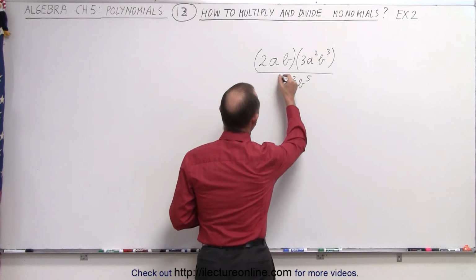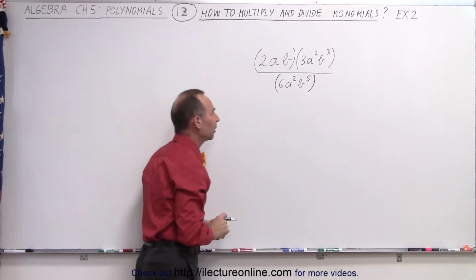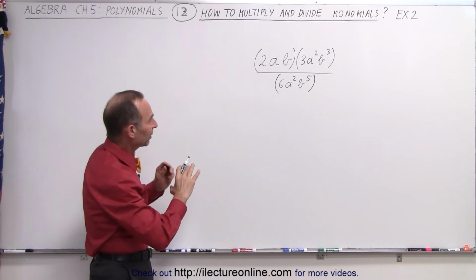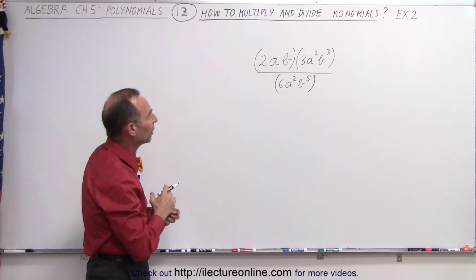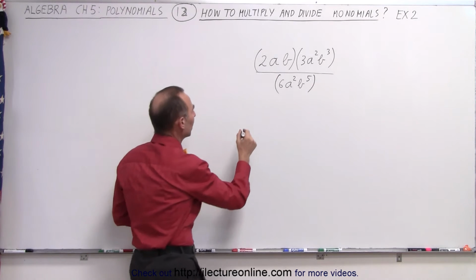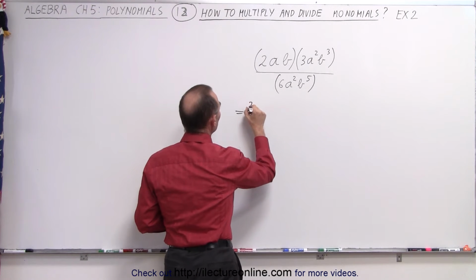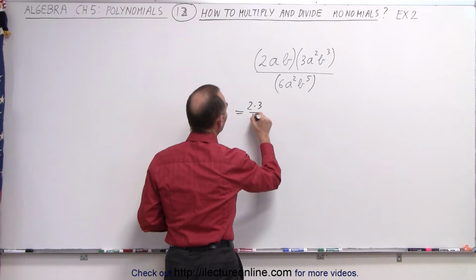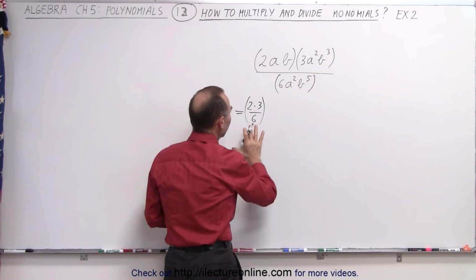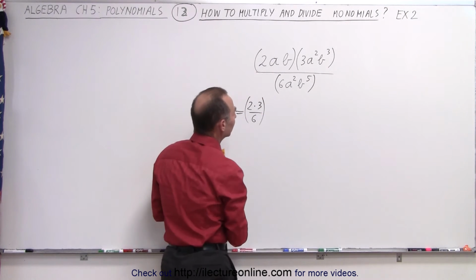So notice, I might as well put parentheses around here, make it look a little better. So what we're going to do here is tackle each variable one at a time, and of course the number separately as well. So this can be written as 2 times 3 divided by 6. I'll put parentheses around that. I don't have to do that, but it just makes it a little bit cleaner.